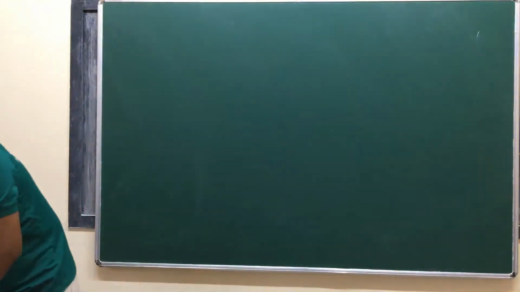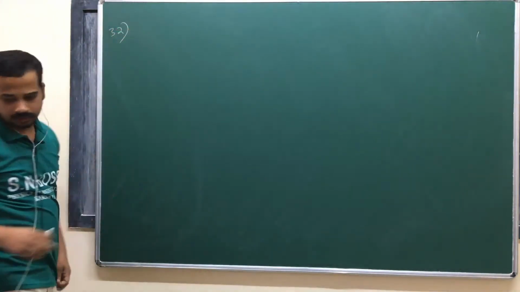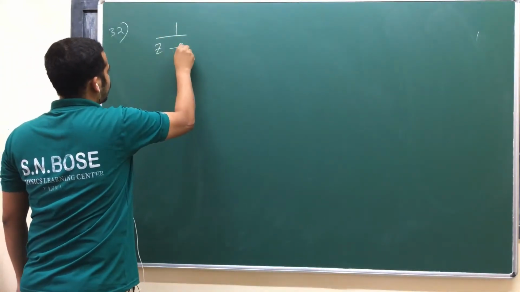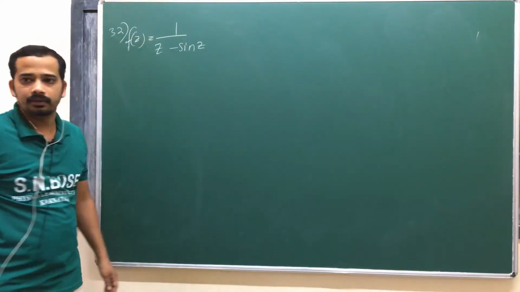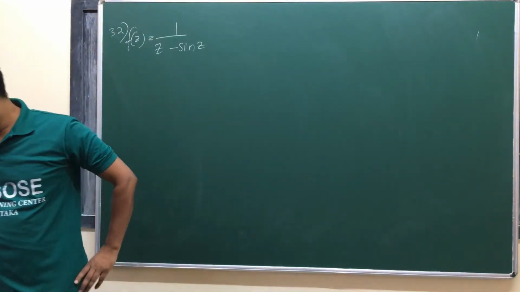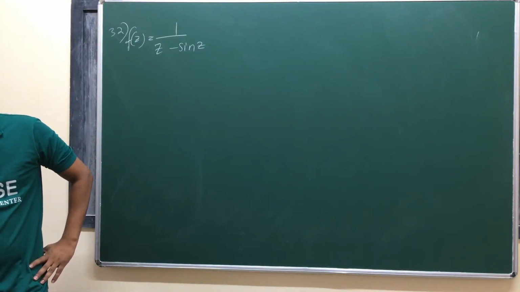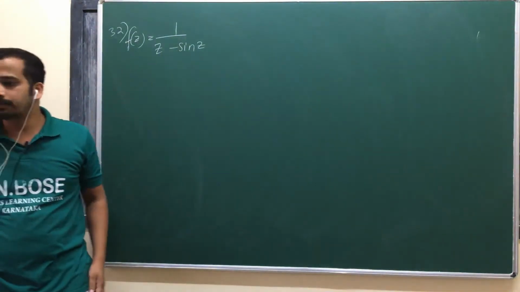So next, this 32nd question: f of z is equal to 1 by z minus sin z, okay? At z equal to 0, this function has a singularity. What kind of singularity is it? You can say at z equal to 0, it is blowing up, isn't it?